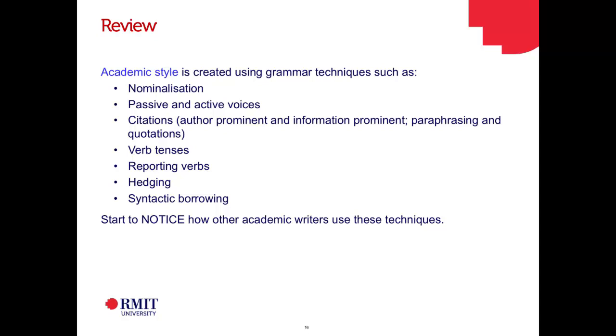So what have we been looking at in this workshop? Academic style is created using grammar techniques such as nominalization, passive and active voices, citations such as author and information prominent citations, and paraphrasing or quotations, verb tenses, reporting verbs, hedging, and syntactic borrowing. Start to notice how other academic writers use these techniques and start using them yourself.